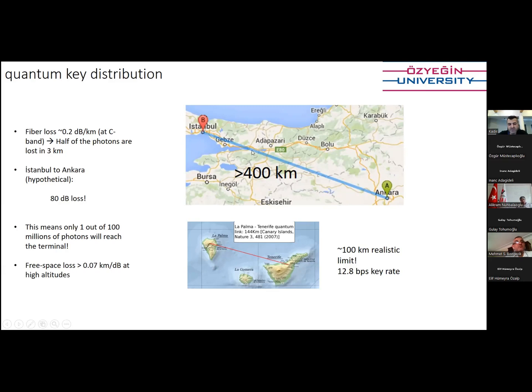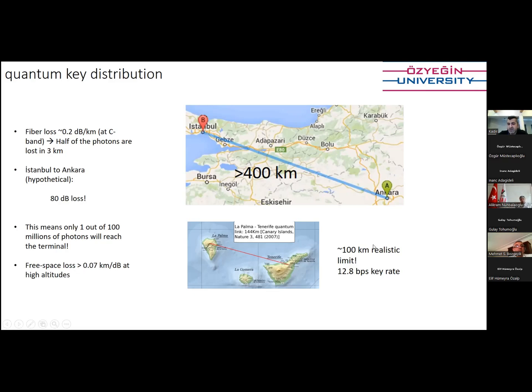As I said, after 100 kilometers, the practical values are lost. For free space, the loss is less compared with fiber loss. It's 0.07 dB per kilometer. But the problem is this is very good weather. If there are other weather conditions, like wind or some turbulence, of course your polarizations are rotated, and there are some other losses. Therefore, I would say, considering all the other losses, on average, fiber and free space losses are pretty much the same.